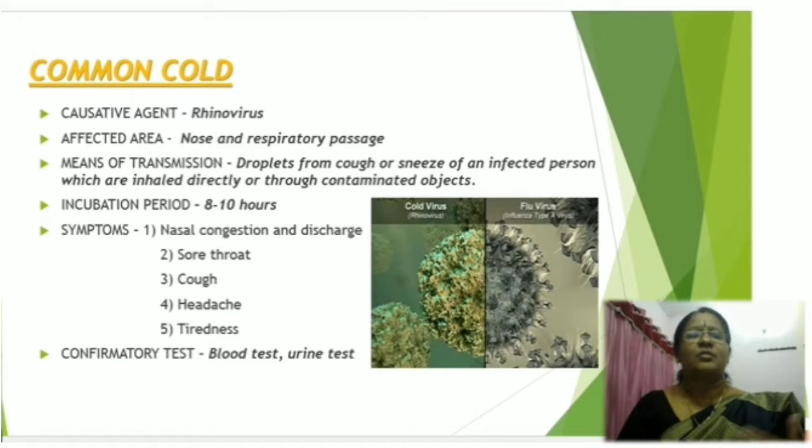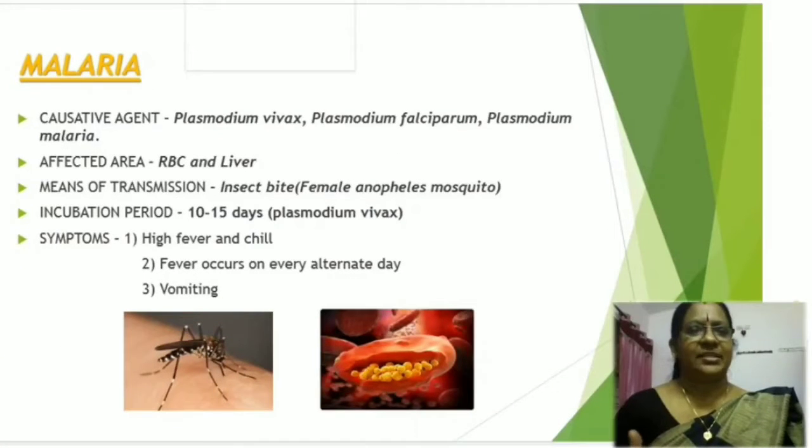The third disease is common cold. It is caused by rhinovirus. The affected part is the nose and respiratory passage. The important symptoms of this disease are nasal congestion and discharge, sore throat, cough, headache and tiredness. The ways of transmission are droplets from the cough or sneeze of an infected person, which are inhaled directly or through contaminated objects.